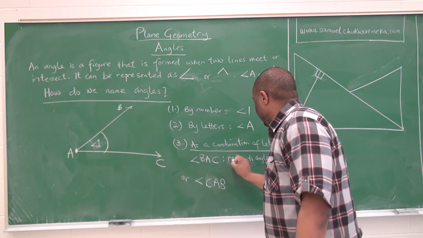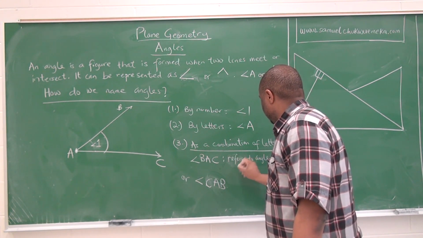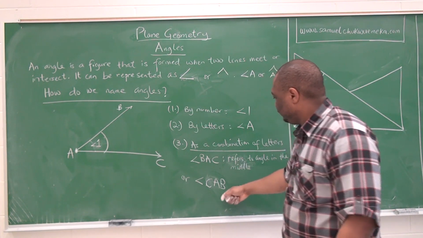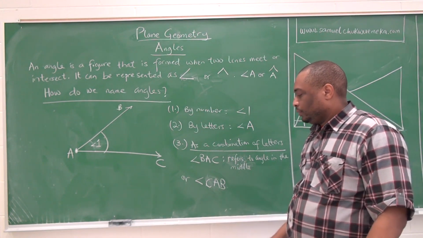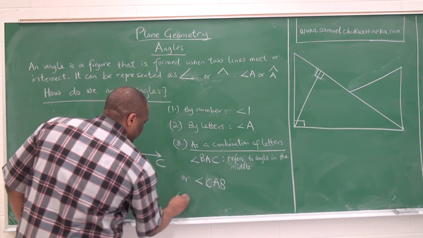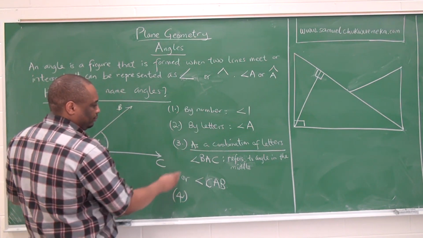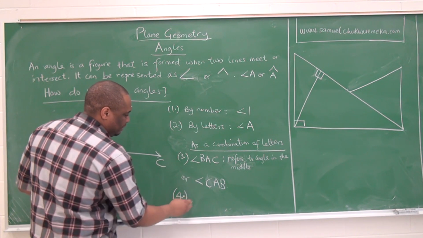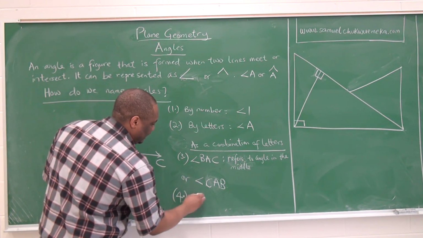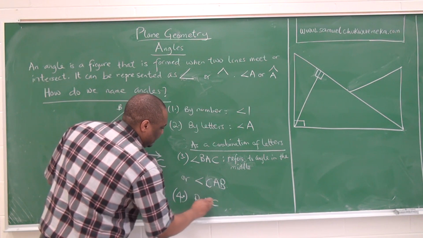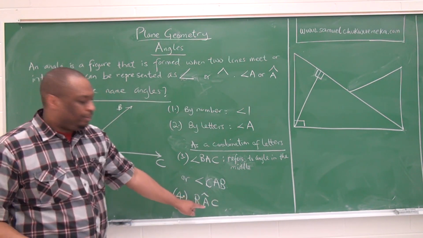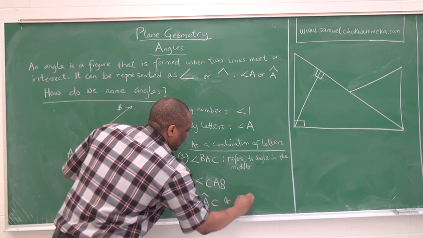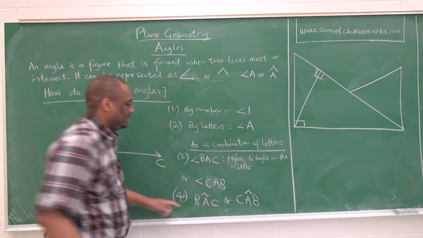Refers to the angle in the middle, and that is A. The same thing with this. Angle in the middle. Okay? Another way you can write it as a combination is number 3 or number 4. You can say BAC and you put the angle symbol on top of A. Or you say CAB and you put it like this. This means the angle in the middle as well.